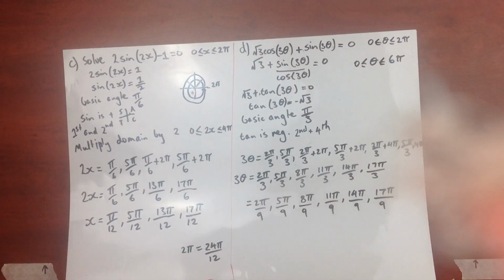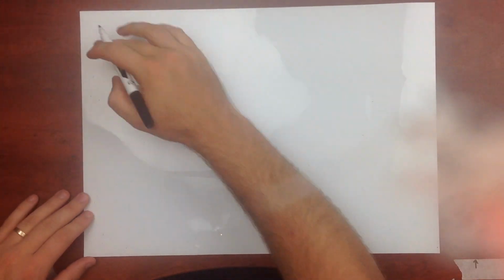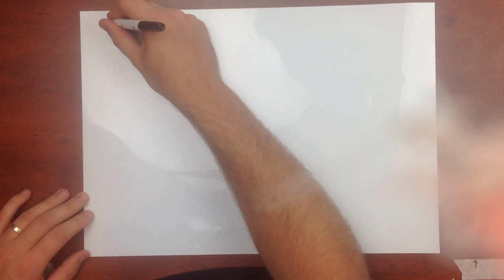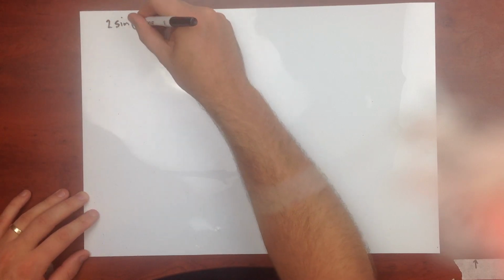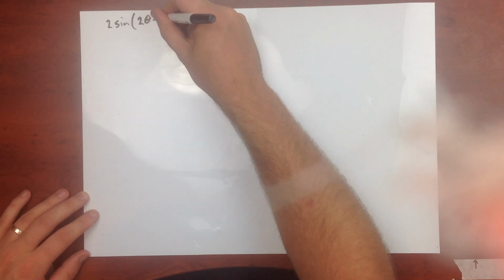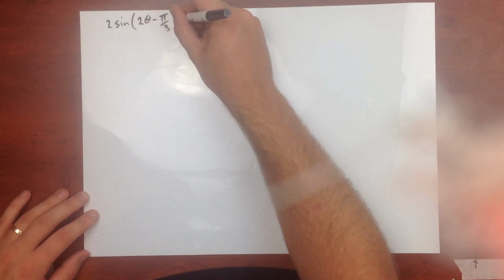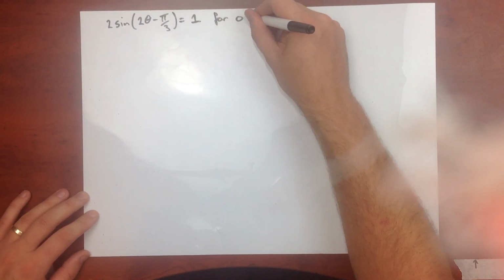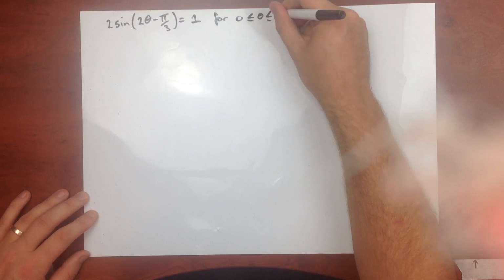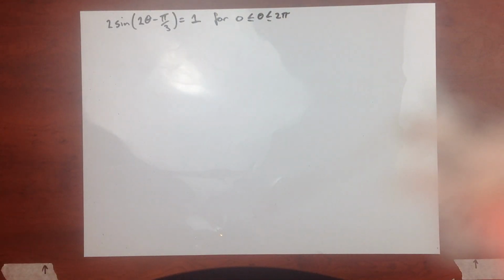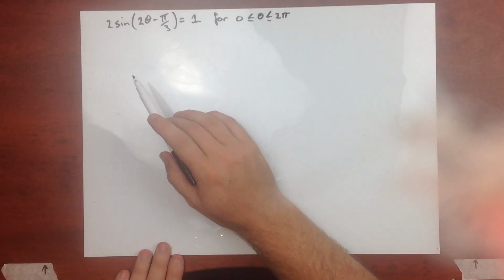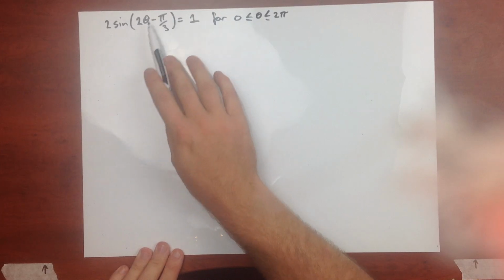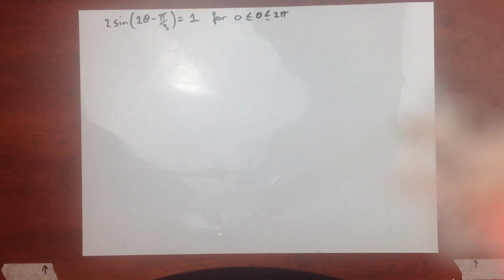So there's just one more type of question that we need to look at. I forgot to pre-write a question, but we'll make one up now. It might be something like 2 sine of (2 theta minus pi on 3) equals 1 for 0 to 2 pi. We just need to be careful with ones like this, because if we're not, this is going to come back and bite us and we're going to miss out on solutions.